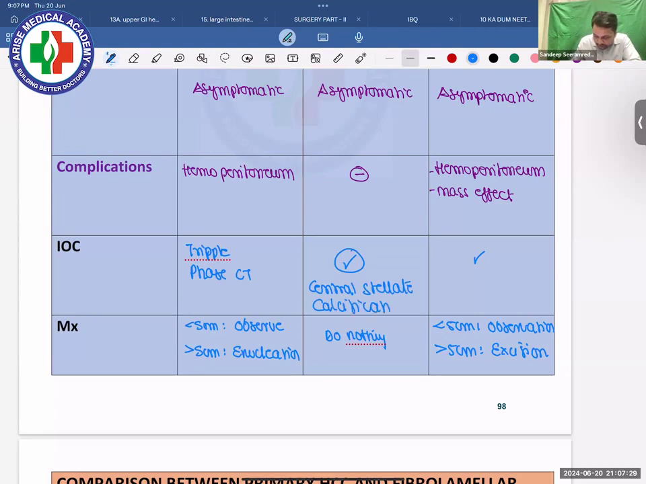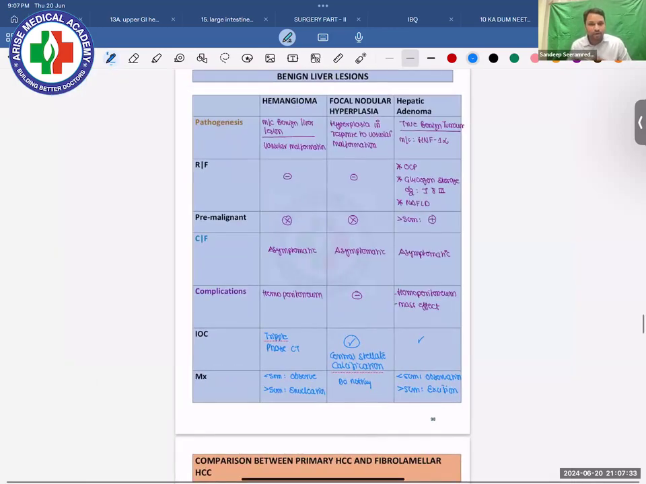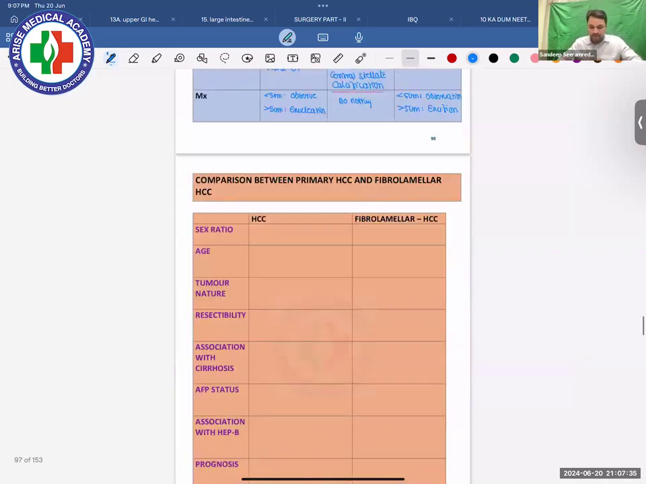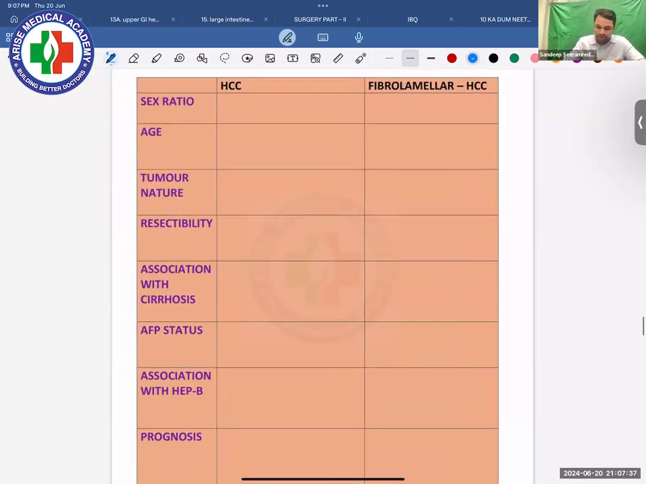Presence of central stellate calcification is noticed, right? So this is about all your benign liver lesions which are present. Now, usually they'll ask you the difference between the HCC and the fibrolamellar variant.